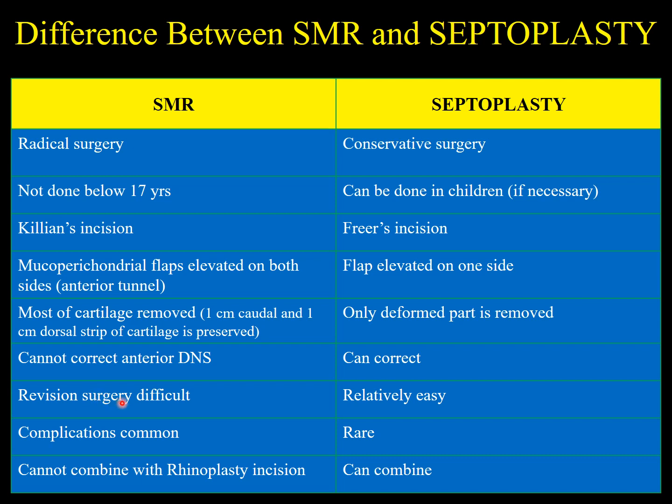Then revision surgery is difficult as most of the cartilage is removed, so there will be much fibrosis, making it difficult to perform again. While in septoplasty, it is relatively easier than in SMR. Complications are more common in SMR than in septoplasty, and in SMR you cannot combine the rhinoplasty incision, while in septoplasty you can combine the rhinoplasty incision.